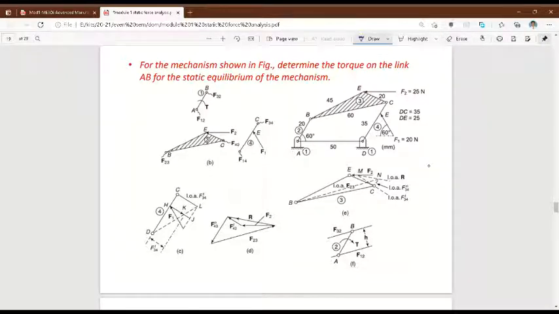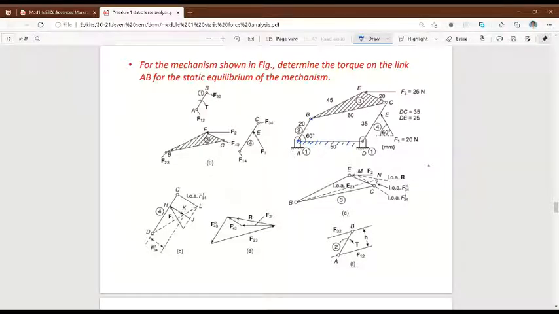First, draw the diagram according to the dimensions. Here AB length is 20 mm, which means 2 cm. First of all, draw the fixed link, a horizontal line. The horizontal fixed link length is A to D, 50 mm, so draw a 5 cm horizontal line.